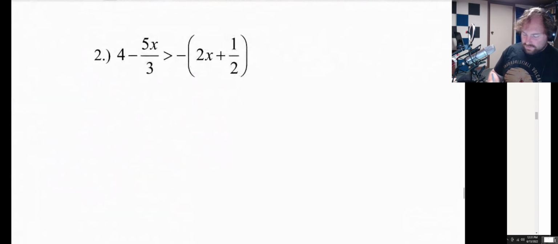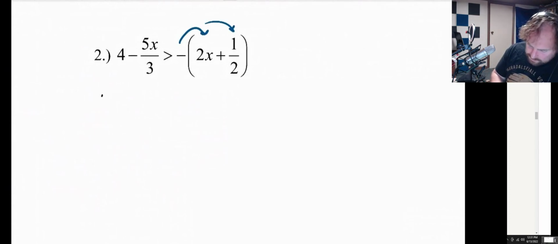Let's try another one. These are going to get a little harder, I think, pretty quick. Now, the first thing we have here is this negative sign, and I think that negative sign distributes the way it would normally to anything else.